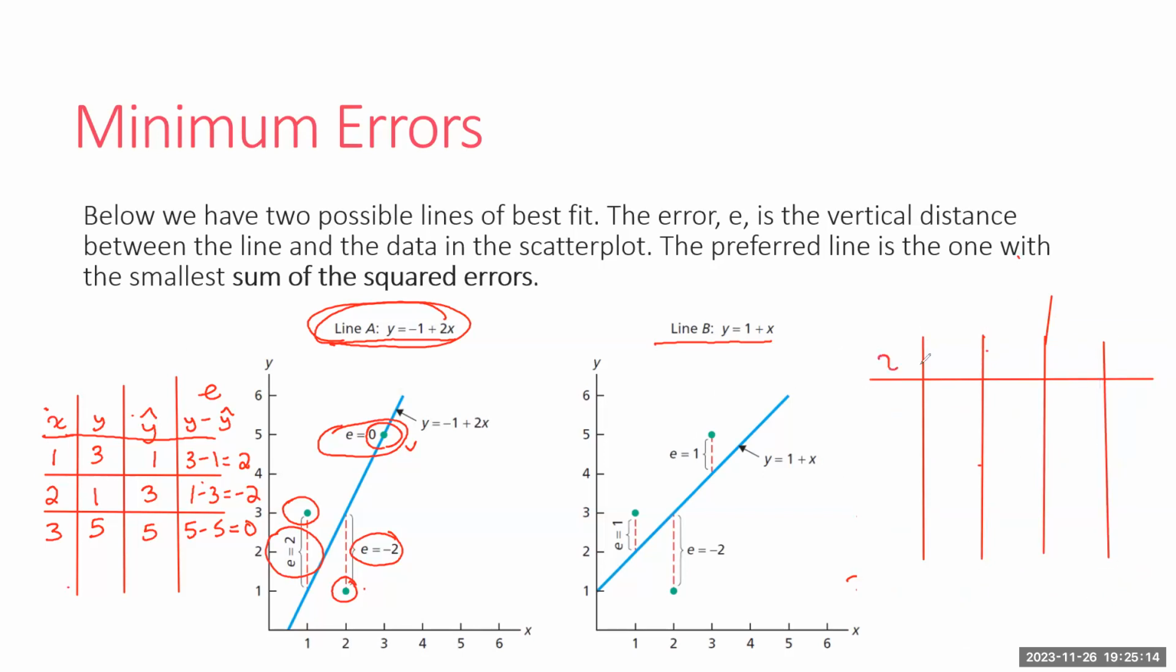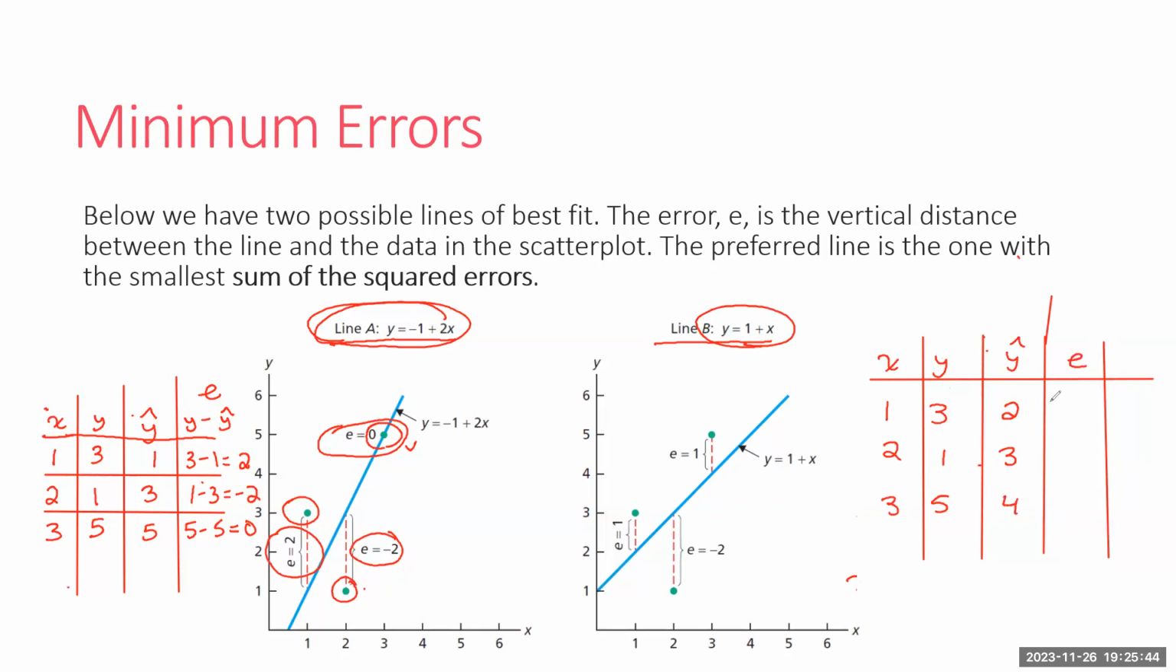So the first part's going to stay the same. We had a point at 1, 3, a point at 2, 1, and a point at 3, 5. My y hats, if I was using this equation now: if x is 1, then this is telling me that y should be 2. If x is 2, then y should be 3. If x is 3, then y should be 4.